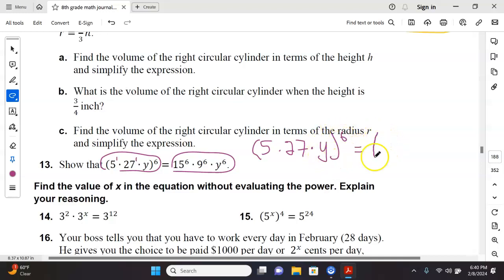I can turn that into 5 times 3 times 7 times y to the 6th power. Again, all I did was break the 27 down to 3 times 7. I'm sorry, 3 times 9. My mistake, 3 times 9. 3 times 9 gives you 27. Okay, let me rewrite that. 5 times 3 times 9 times y to the 6th. Again, the 27, I broke it down to 3 times 9.